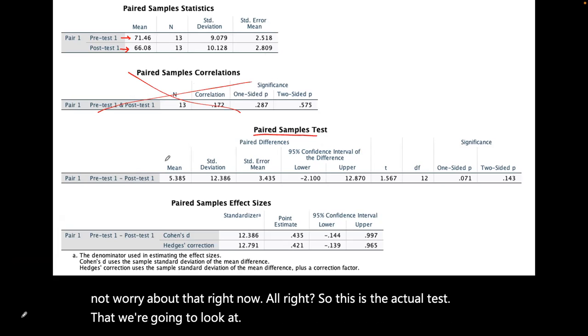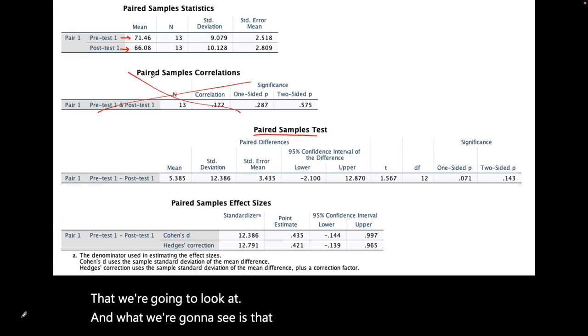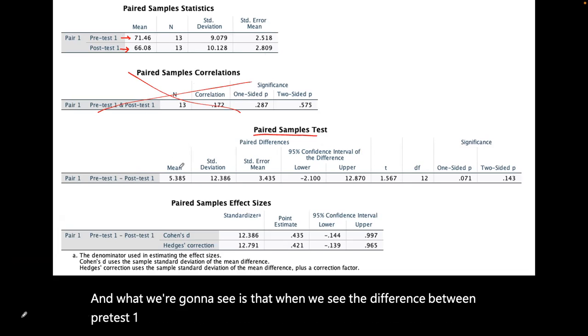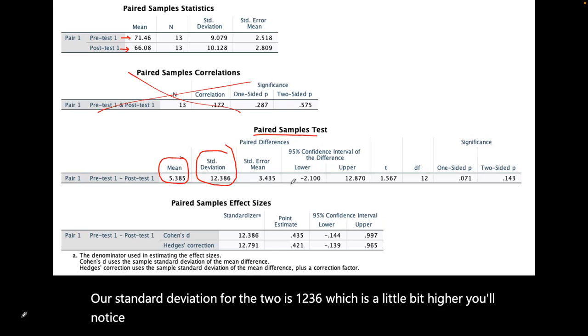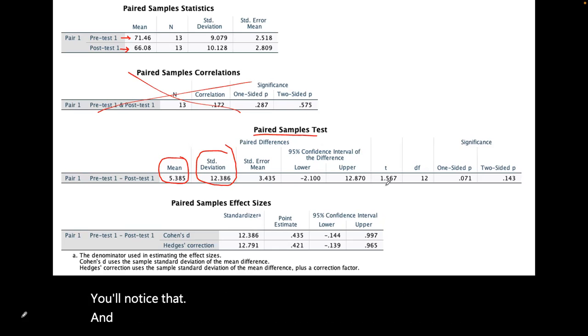And what we're going to see is that when we see the difference between pre-test 1 and pre-test 2, we get 5.38. That's the mean difference. Our standard deviation for the two is 12.36, which is a little bit higher. You'll notice that. And then let's get to the actual t-test. So let me show you how this would write out.